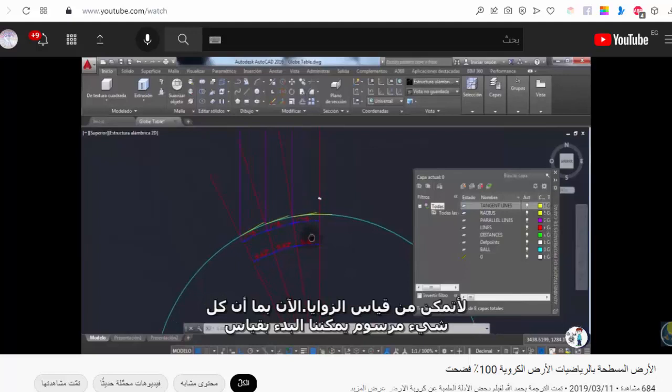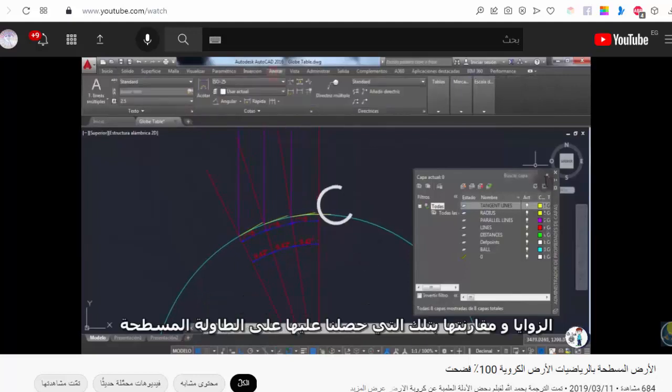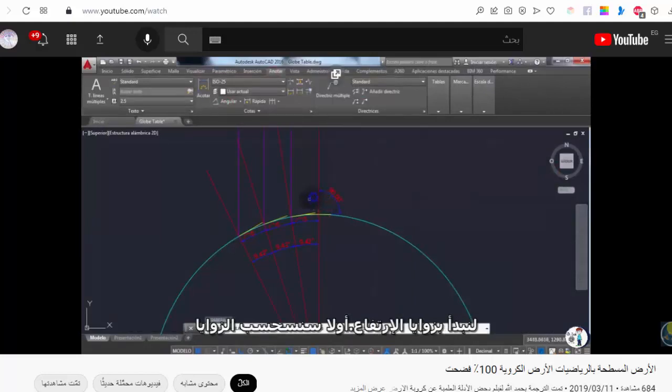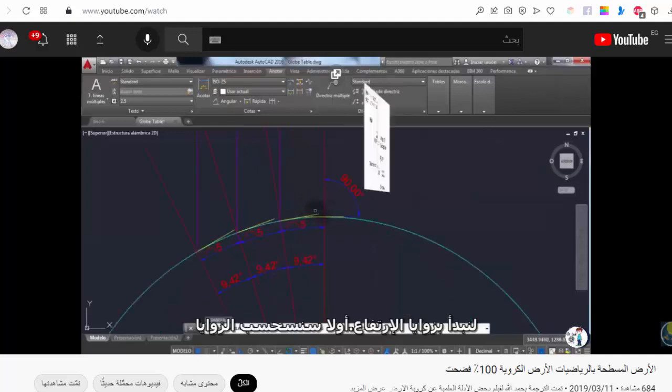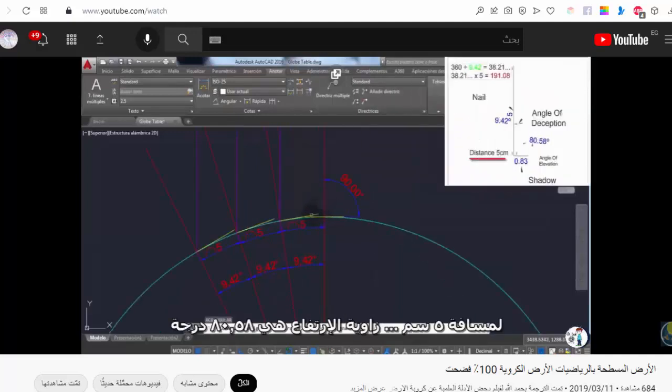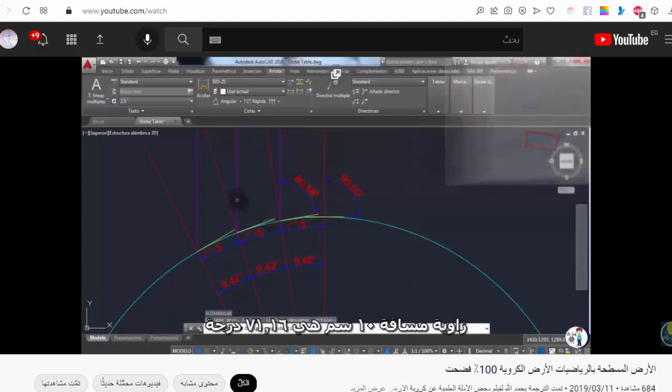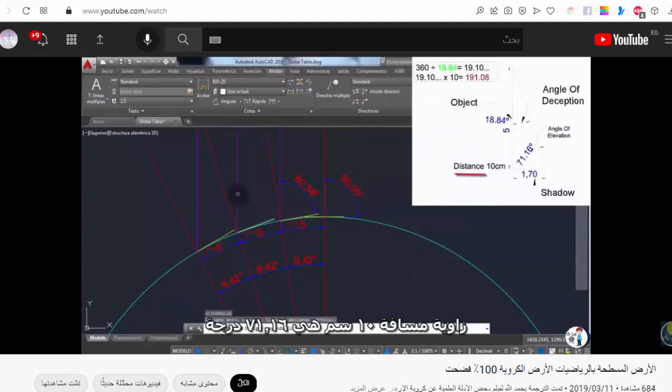Now as everything is drawn, we can start measuring the angles and comparing them with the angles we got on the flat table. Let's start with the angles of elevation. First, we will calculate the angles of the 5 centimeter distance. The angle of elevation is 80.58 degrees.